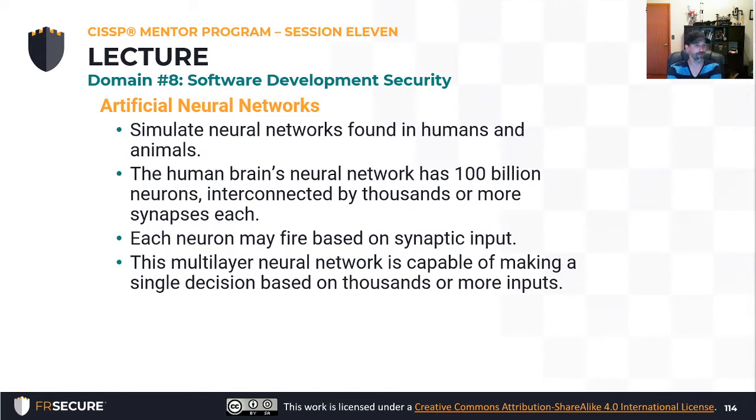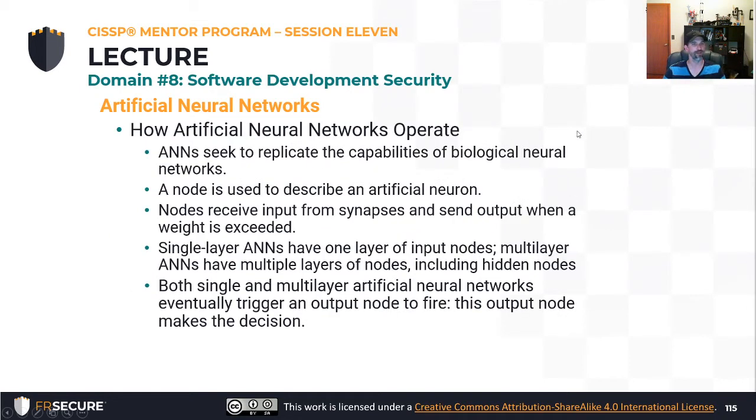And you have artificial neural networks. These simulate neural networks found in humans and animals. We have 100 billion neurons interconnected by thousands of synapses or more, and each neuron fires based on a synaptic input. A multi-layer neural network is capable of making a single decision based on thousands or more inputs. So this is just another way that we're trying to mimic our own intellect, or our own biological wiring, if you will, electronically.